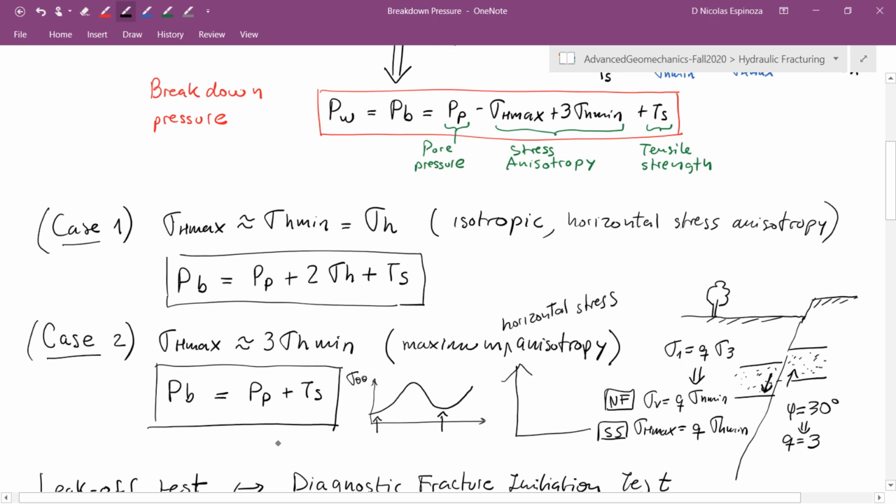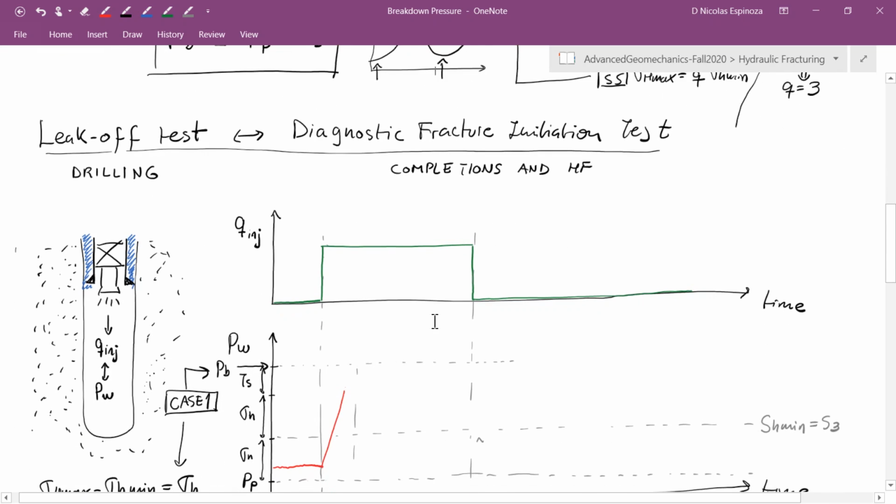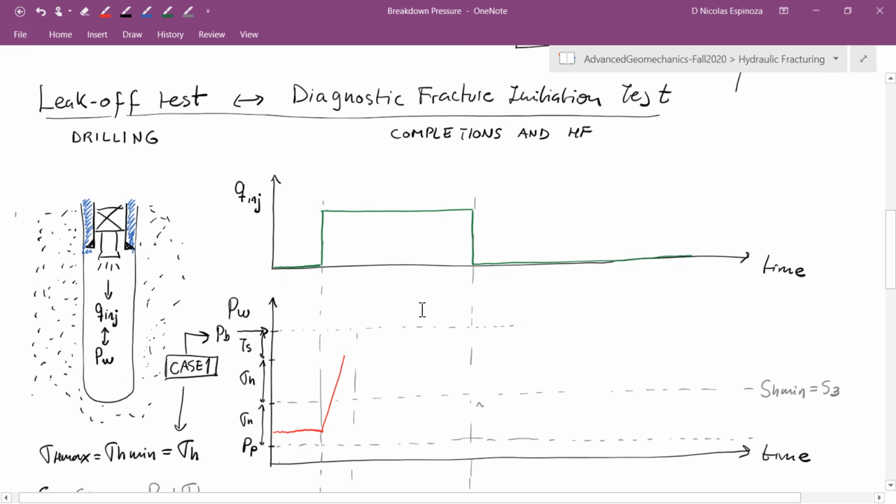Okay, so let's see now how we can extend this concept of breakdown pressure to a field hydraulic fracturing test. There are two types of tests that are common that include fracturing. One is the leak-off test done for drilling, and the other one is the diagnostic fracture initiation test, also known as the DFIT test, which is used for completions and hydraulic fracturing. Similarly, you also have the mini-frac test that is a similar version of what we're going to see now.